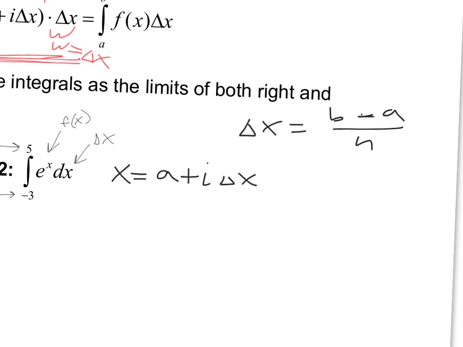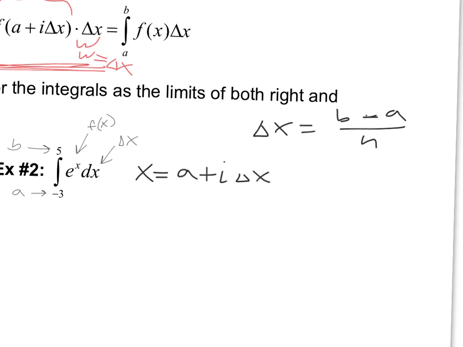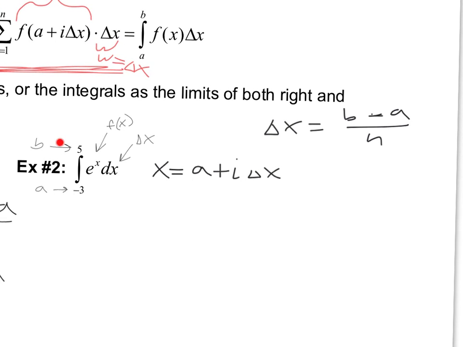First, let's find the delta x. We have our a and our b. They're labeled right there for us, so this should be pretty easy. It's just b is 5 minus negative 3 over n. Well, that's a double negative, so it turns into plus. So it turns out that our delta x is just simply 8 divided by n.